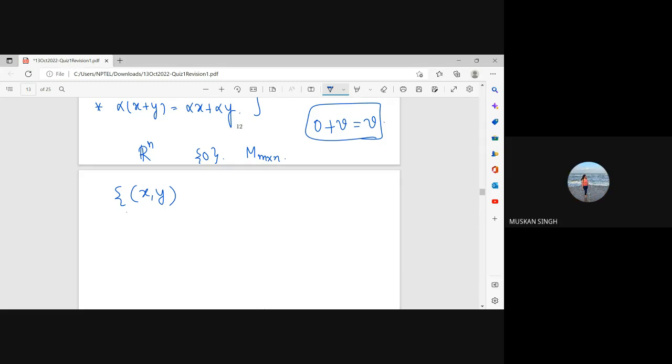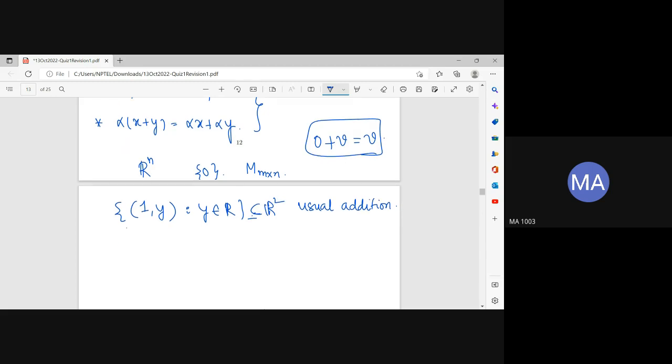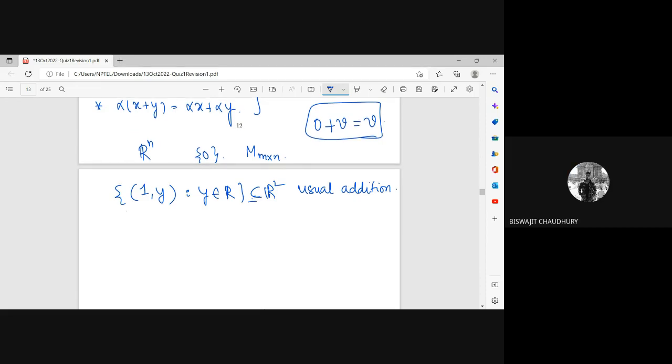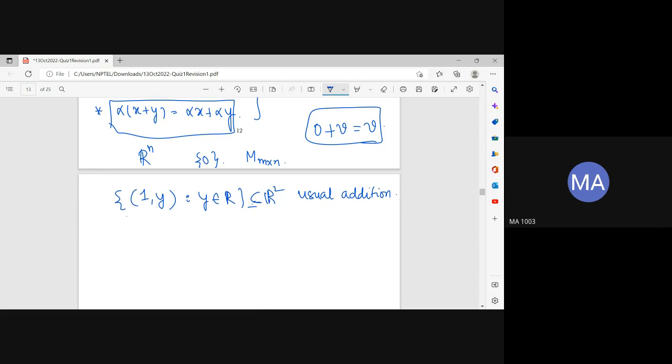So let me construct an example. Okay, let's take this set only. This is a subset of R2. I'm using usual addition and usual scalar multiplication. So now, is this a vector space? No, ma'am. It is not, which means at least one of the 10 conditions is not satisfied, right? Yes, ma'am. It's not closed under R2. Okay, it's not closed, but let me pick this condition.